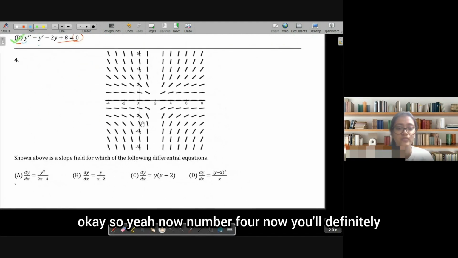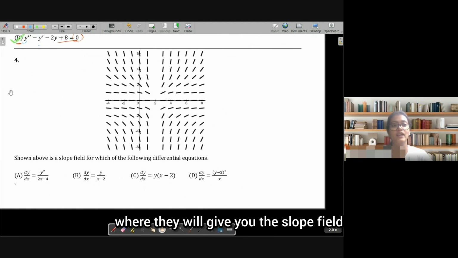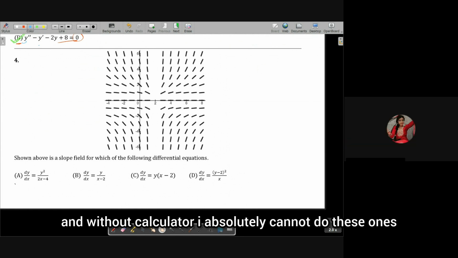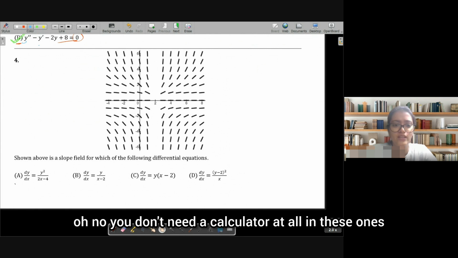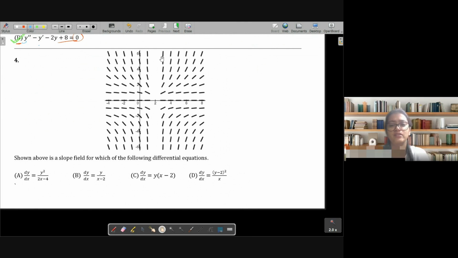Okay, so yeah, now number 4. Now you'll definitely get one question of this type where they will give you the slope field and you'll have to identify the differential equation for that slope field. And without calculator, I absolutely cannot do these ones. Oh no, you don't need a calculator at all in these ones. I just find it a little hard to visualize the graph sometimes, so it scares me. But you don't have to visualize the graph either. Oh, we don't? No, no, no.